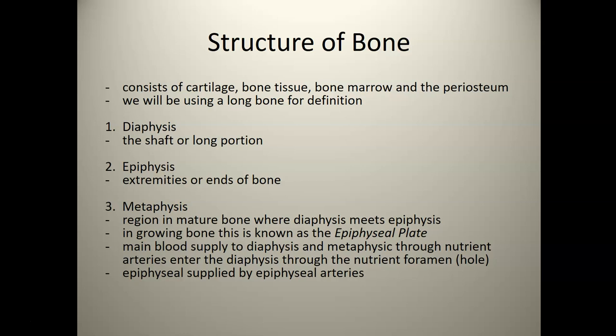The two knobs at either end are known as the epiphysis. So we have the diaphysis, which is the shaft, and the two epiphyses at either end. Then there is the metaphysis. This is where the diaphysis shaft meets the knobby end, the epiphysis.